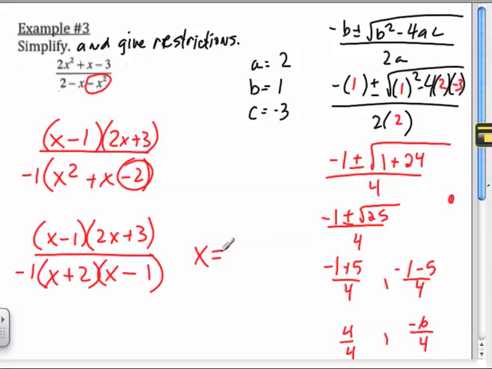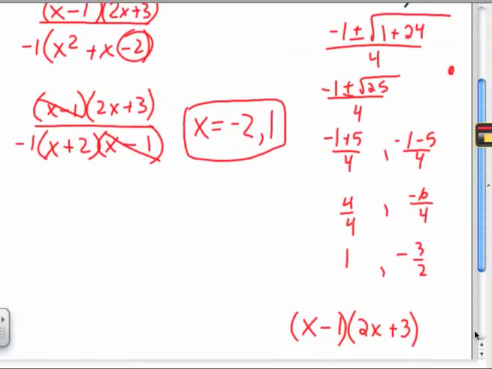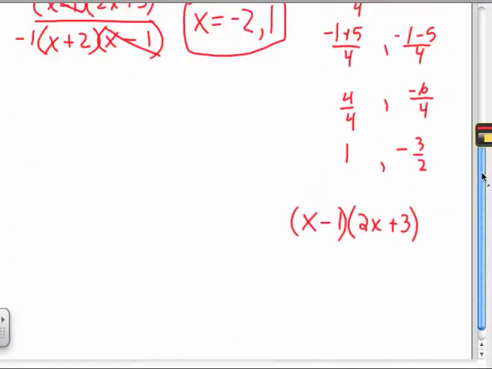You can probably just look at this. What can x not be? Ruben? It can't be negative 2. What else can it not be, Will? It can't be positive 1, because if it was, that would make it 0, right? So here are our restrictions, and then the x minus 1 factors cancel.